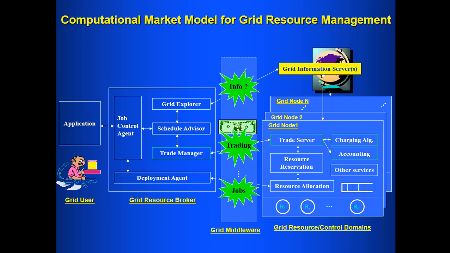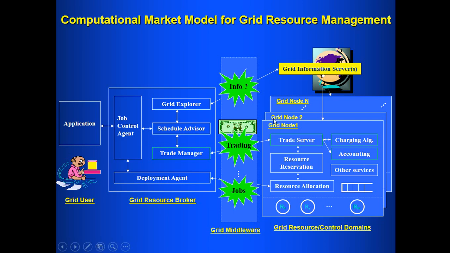According to the latest information that is provided by GIS about grid resources, GIS prepares a list of resources that can meet the needs of the job and sends it to the Grid Explorer. Okay, the Grid Explorer receives this list, and sends this list to the schedule advisor.